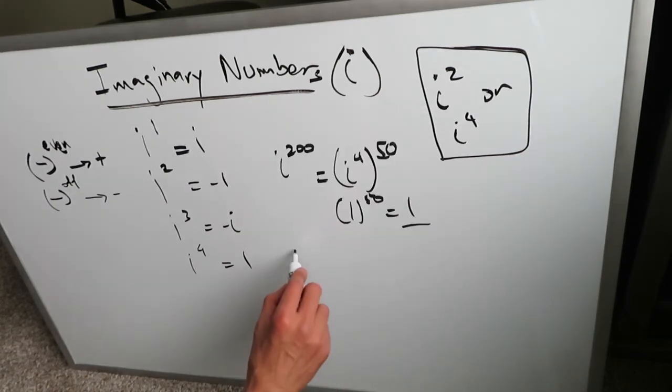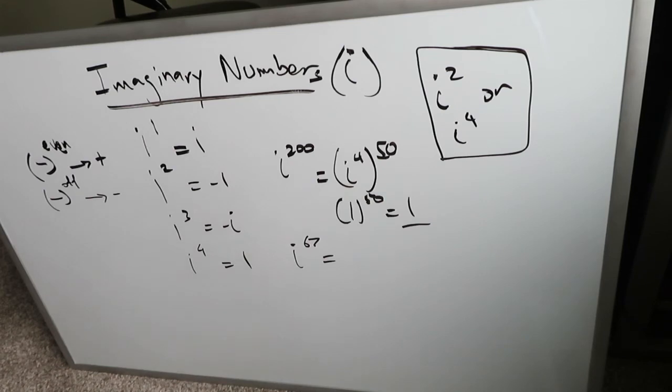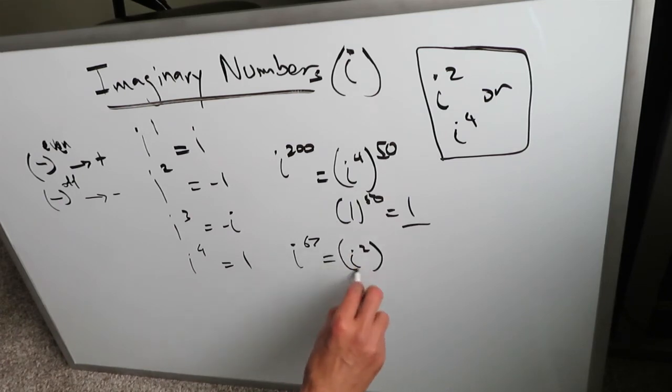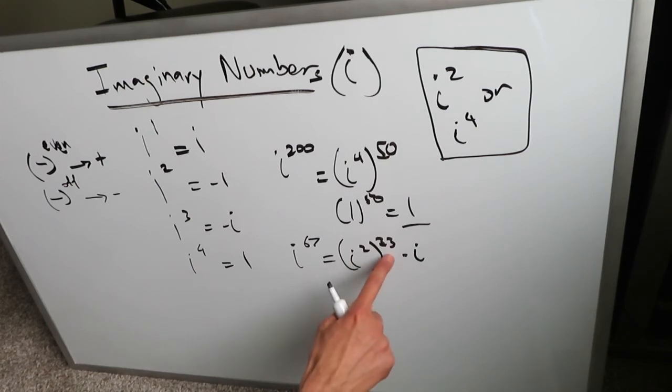Done. How about this? i to the power of 67. How can we do this? I want to use i square over here. Let's do 67 divided by 2. I get 33. i square to the power of 33 times i. 2 times 33 is 66, plus this 1 over here will give you 67.